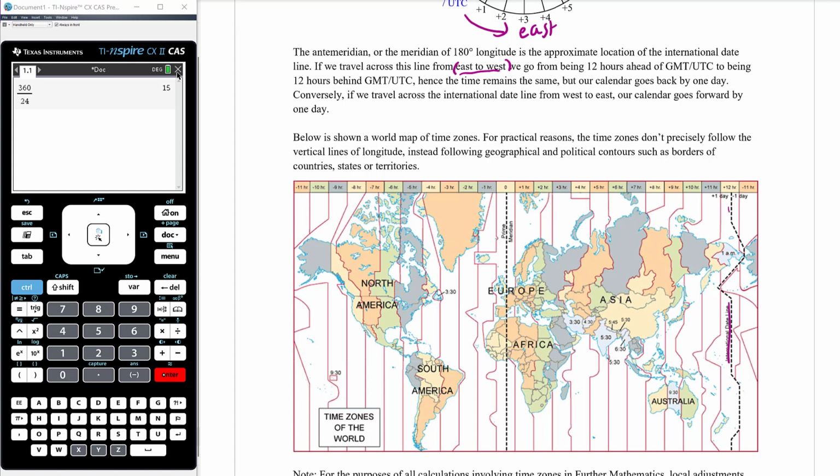But this is our international date line. So as I said before, if we were to travel in this direction, this is plus GMT and this is minus GMT. So we're going back a day when we go this way. Well, no, sorry, we don't lose a day. We actually gain a day.